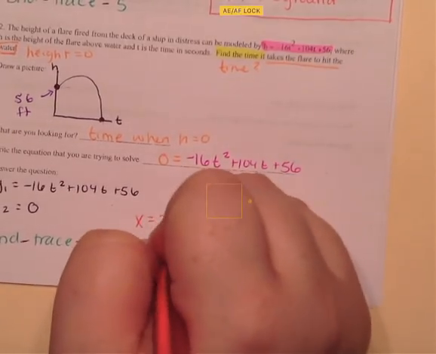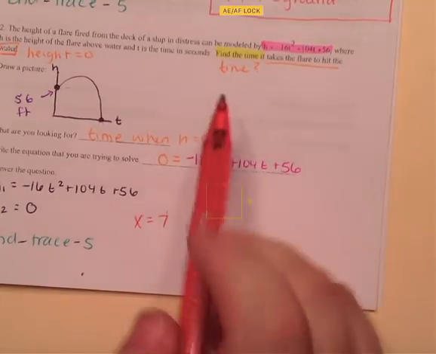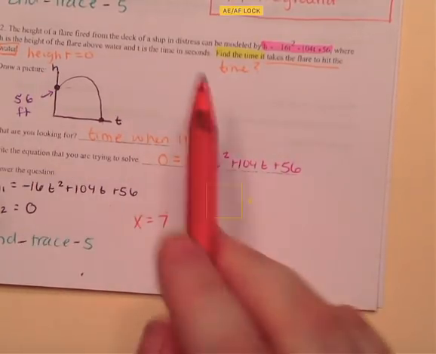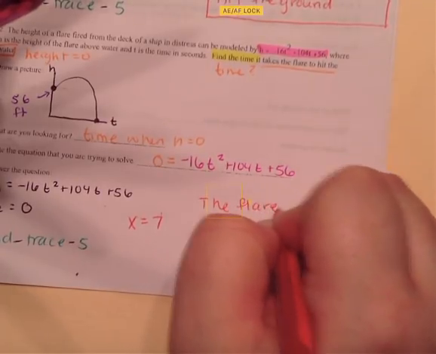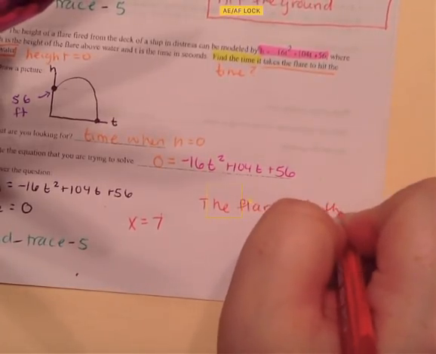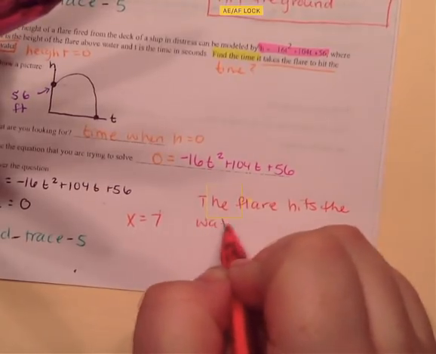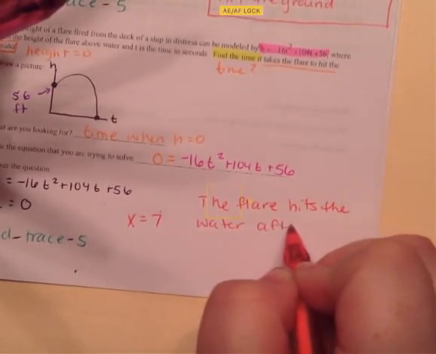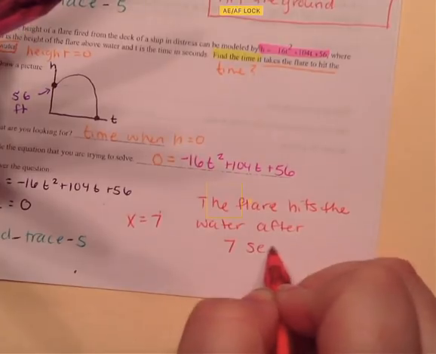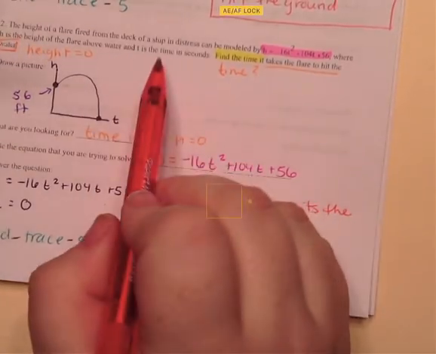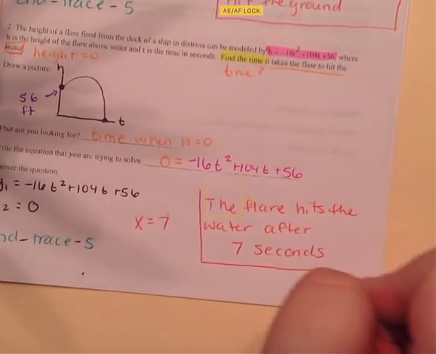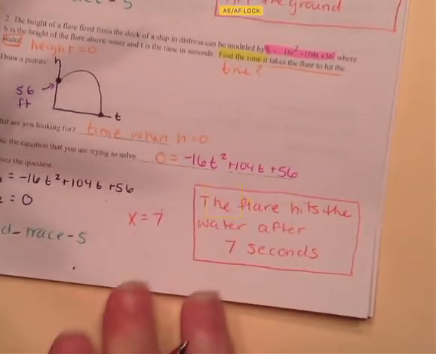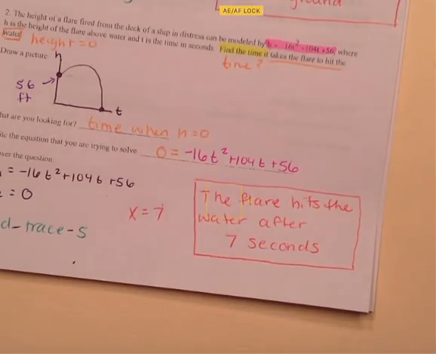X equals 7. So again, in words, we want to say, find the time it takes the flare to hit the water. The flare hits the water after 7 seconds. And it does tell us that our time is in seconds, so we do know the unit of measure for that. So the flare hits the water after 7 seconds. And a flare should not stay in the air for that long, so that would make sense that 7 seconds is not that long.